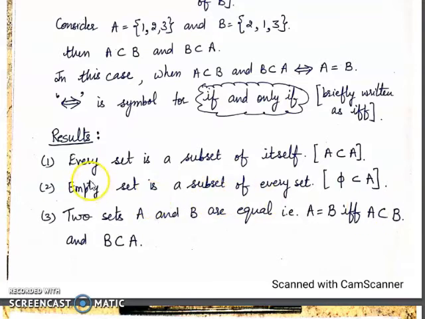Same way here, every set is a subset of itself and the empty set, or null set, is a subset of every set. So whenever we have to write down the list of the subsets, we start with the empty set and end with the set itself. Clear? Empty set means there is no element.